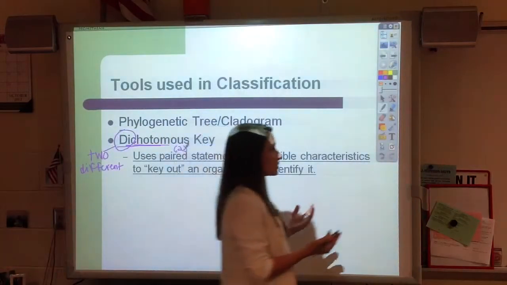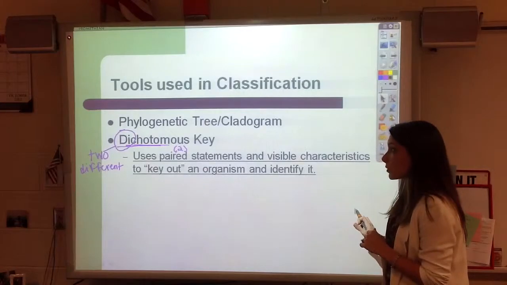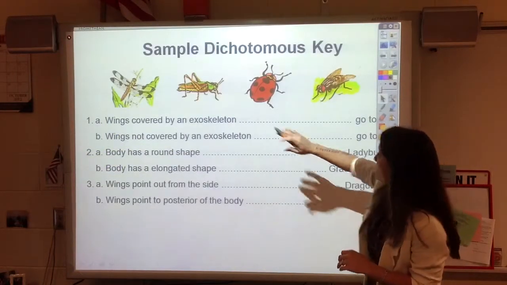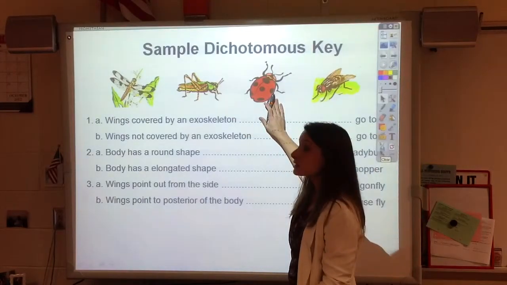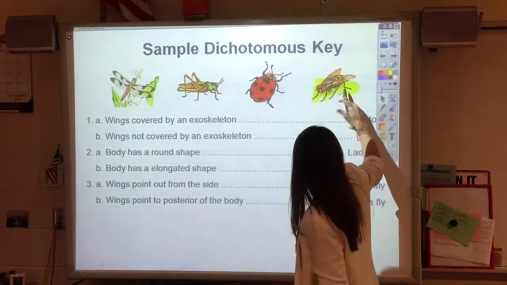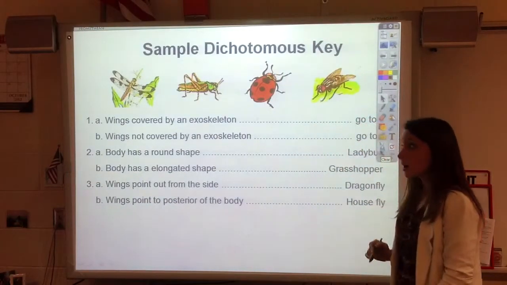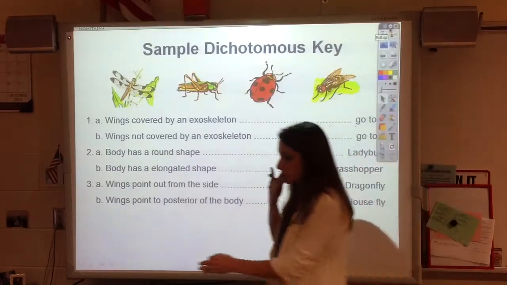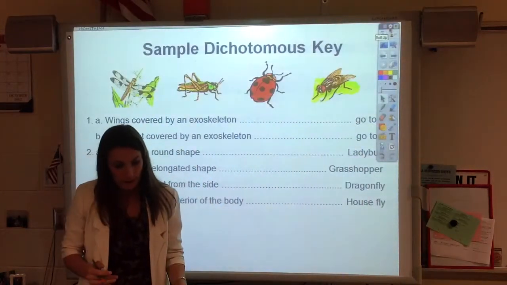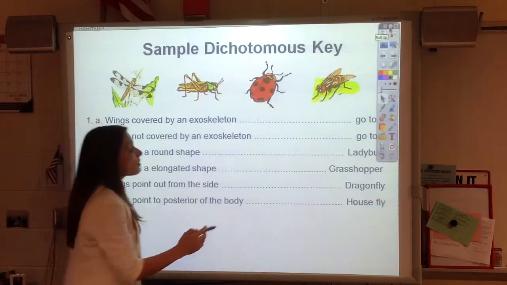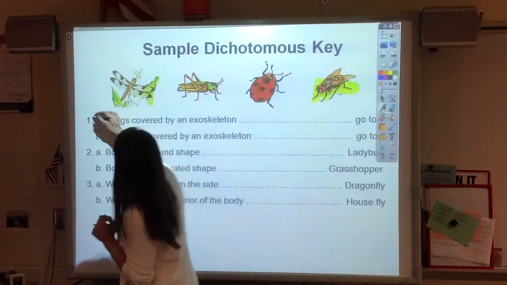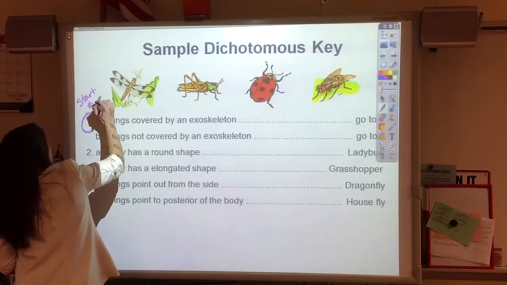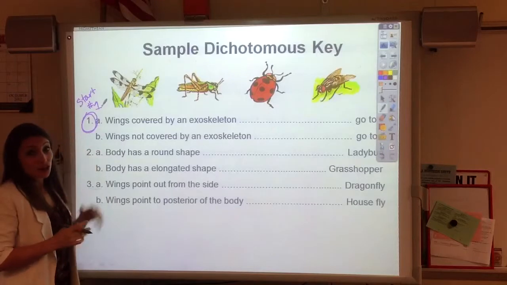And that's actually what we were doing at the beginning of class. We were looking at what is the organism's name. So for example, here we have 4 different insects, and if we wanted to figure out their name, we would follow this dichotomous key. So let's go through this example. This is an example that you have in your handbook as well. The most important thing is to always start at number 1. If you'll go ahead and make sure you write that in there.